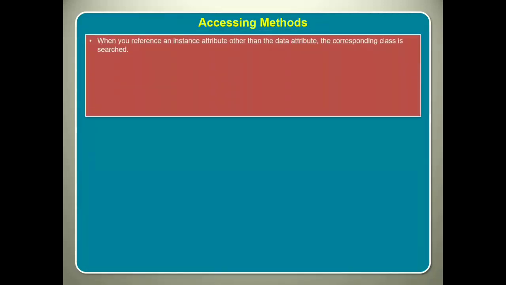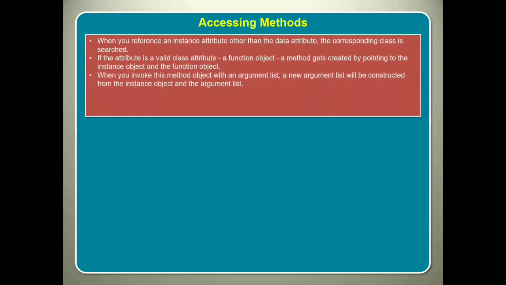Let us now learn about accessing methods. When you reference an instance attribute other than the data attribute, the corresponding class is searched. And if the attribute is a valid class attribute, a function object, a method object gets created by pointing to the instance object and the function object. When you invoke this method object with an argument list, a new argument list will be constructed from the instance object and the argument list. Then, the function object is invoked with this new argument list.